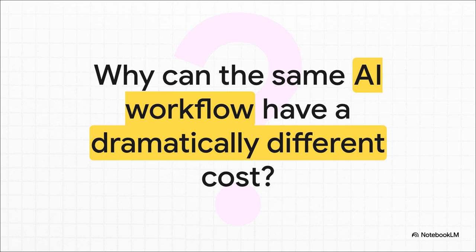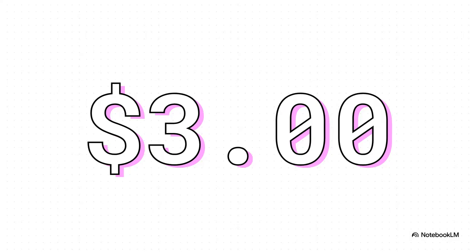How is it possible that running what looks like the exact same task doesn't have a fixed price? And look, we're not talking about small changes here. The cost for a single operation can literally jump by 100 times. Getting your head around what causes this massive swing from just 3 cents to $3 is absolutely essential if you're trying to build a business on this stuff.